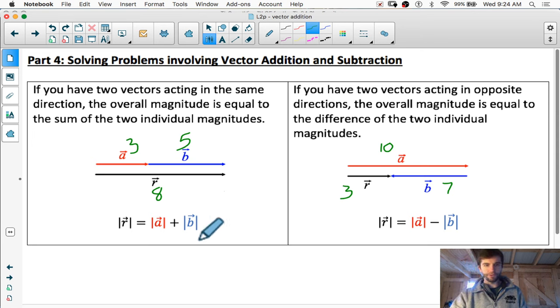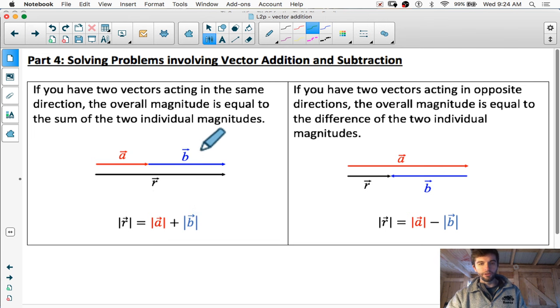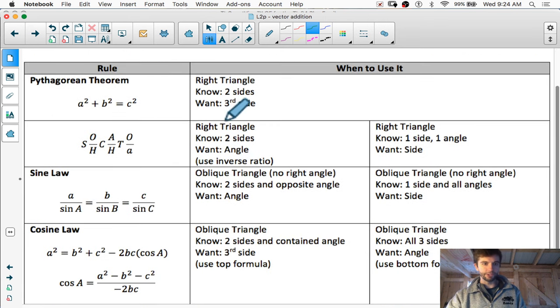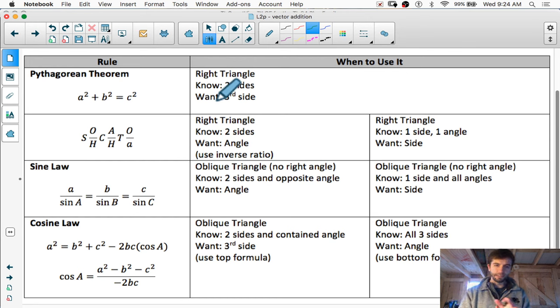So that's all this is indicating to you, that if they're going the same direction, you can just add the magnitudes and get the magnitude of the resultant. But most often, things are not going to be going in the same direction. So we're going to need to know trigonometry to be able to solve for magnitudes of sides.